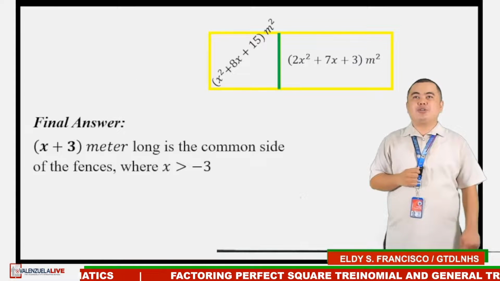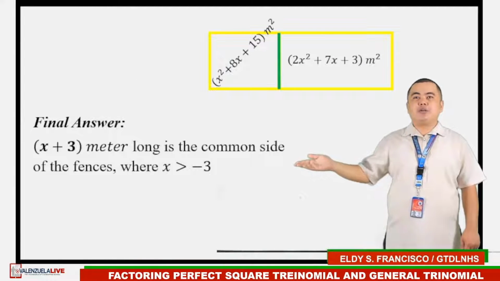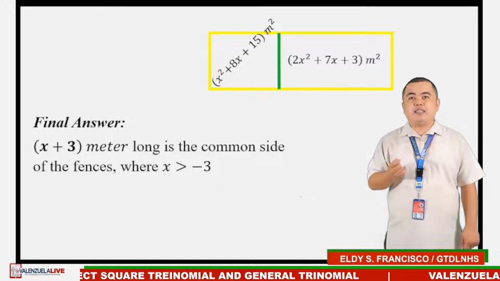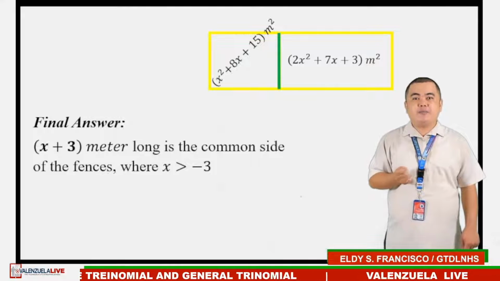So, for the final answer, x plus 3 meters long is the common side of the fences, where x is greater than negative 3.